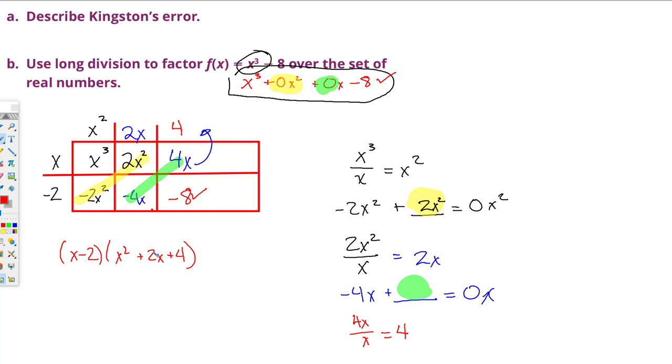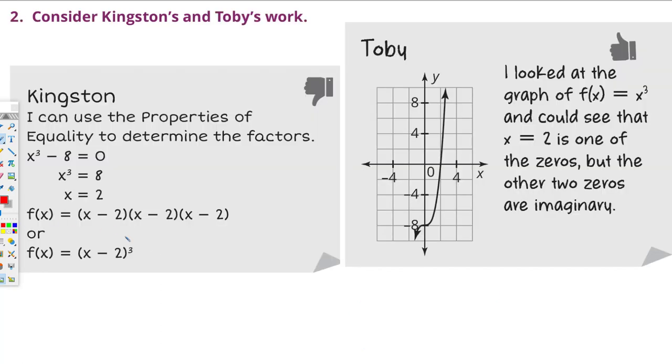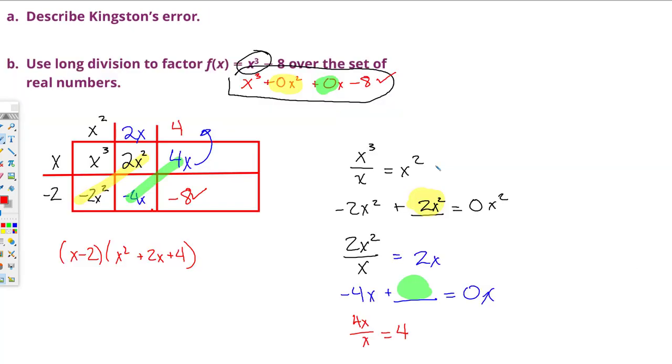Where'd you get the x minus? From the one that we knew worked. We knew one of them worked. Oh, okay. And I'm going to show you how he used the property of equality on this next one, so you can see where that number comes from.